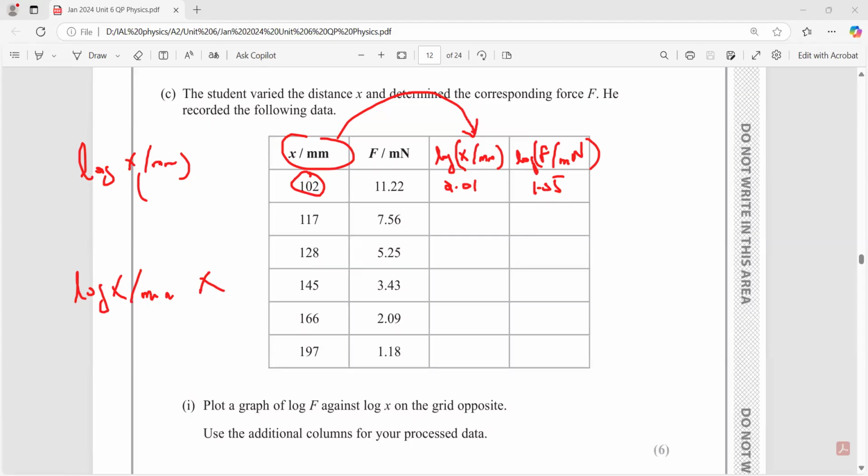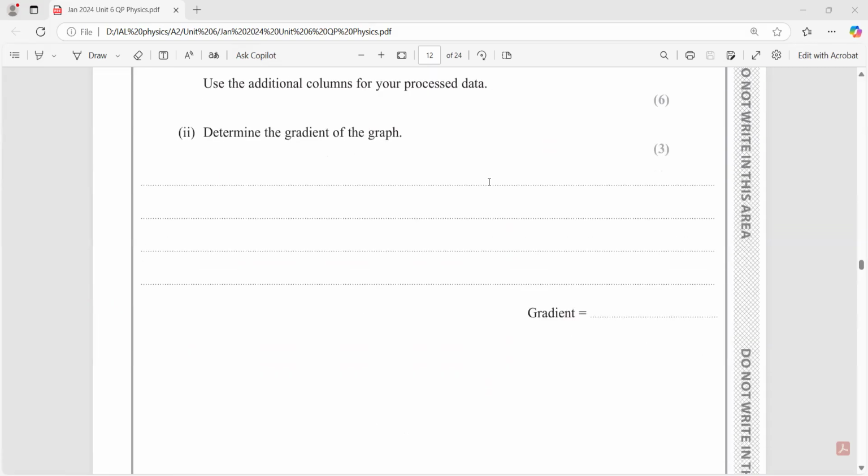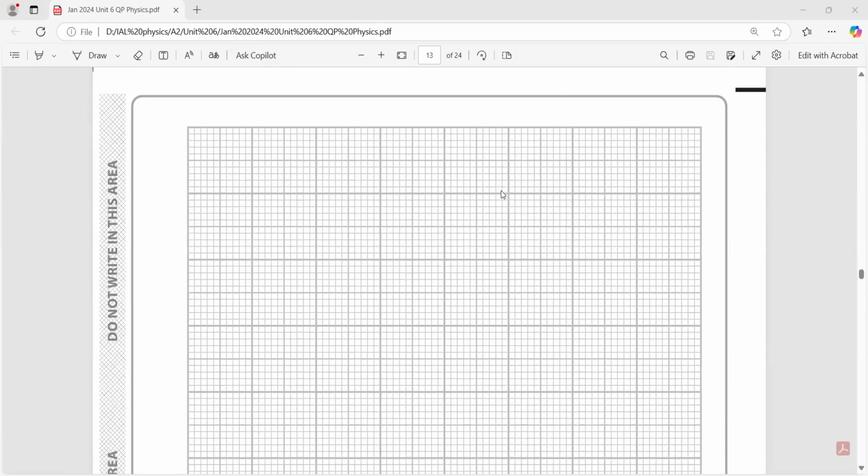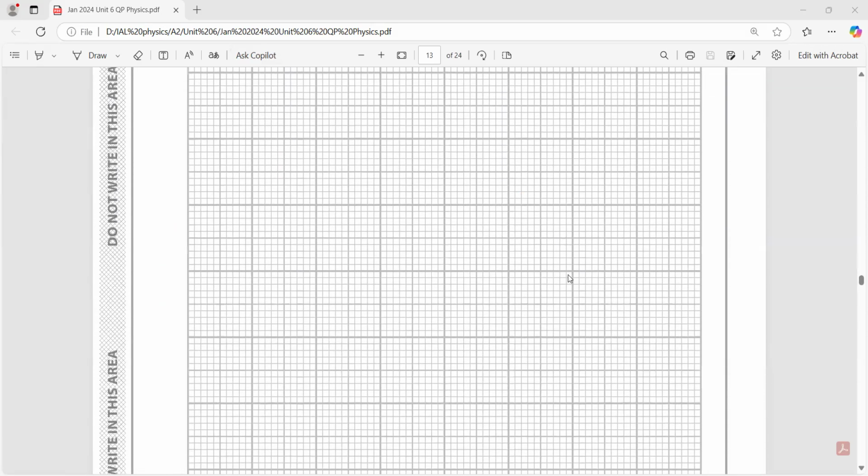2.07. Then 0.88. In the same way you will complete it, because I will not plot the graph, I will just explain the idea. Then plot a graph for log F, use the additional column, and determine the gradient. This is the place where you will plot the graph. It should be a straight line, but it will not pass through the origin. Then find the gradient of this straight line.